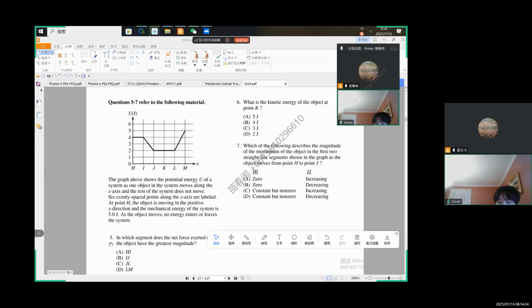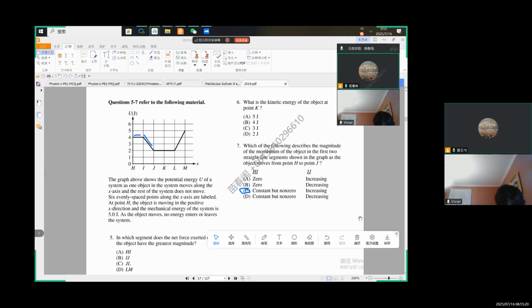Which of the following describes the magnitude of the momentum of the object, for the first 2 straight line segments, HI and IJ? Momentum. That's velocity. It's still moving. And it's C, right? Yeah. HI is constant, but non-zero. Yes. And IJ is increasing.